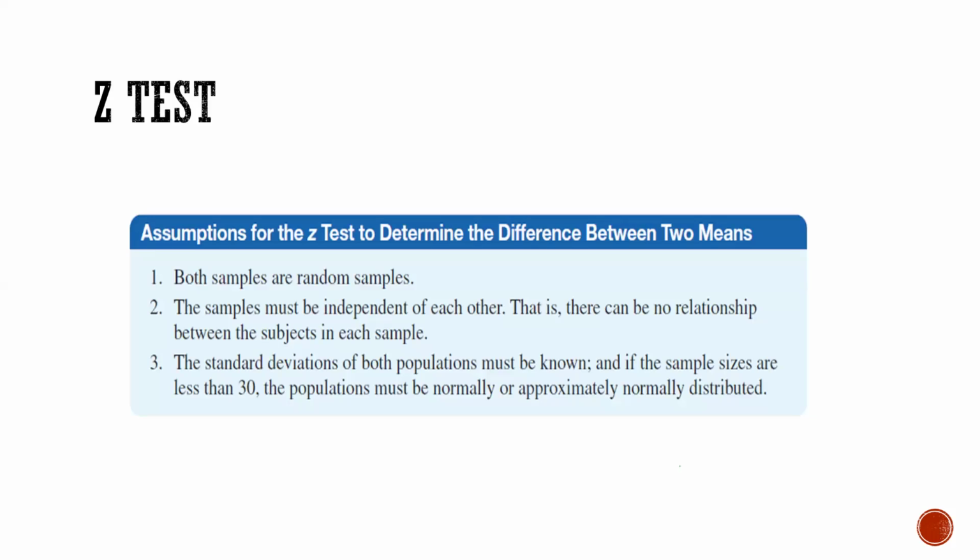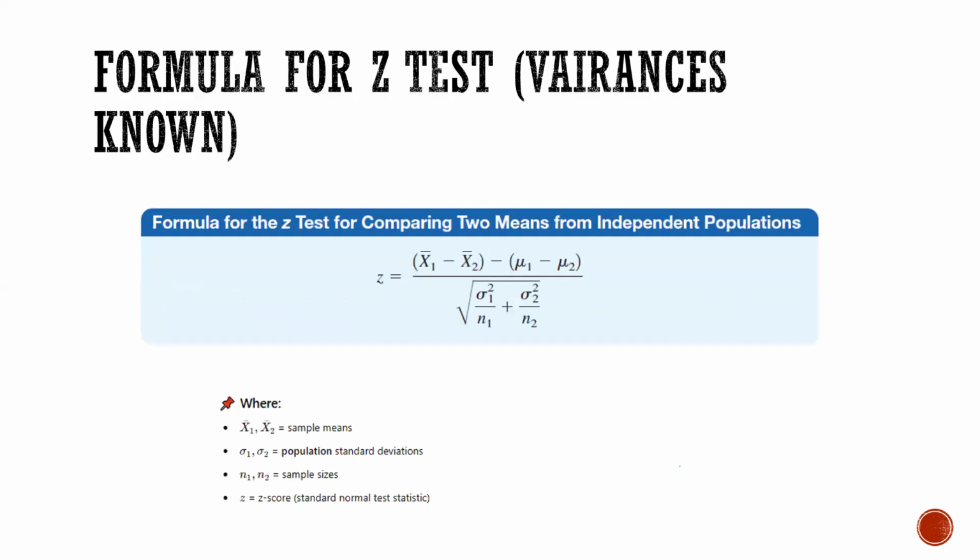Before applying the z-test, the data must fulfill these assumptions: both samples are random samples. The samples must be independent of each other, that is, there can be no relationship between the subjects in each sample. The standard deviations of both populations must be known, and if the sample sizes are less than 30, the population must be normally or approximately normally distributed.